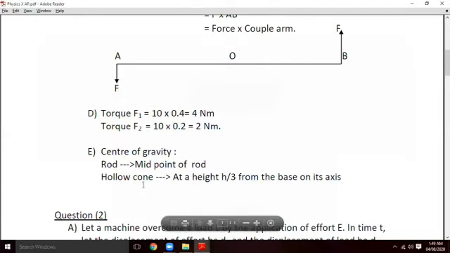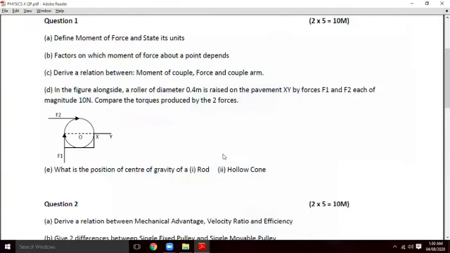If in the second part you haven't mentioned h by 3, or if you haven't mentioned from the base or on its axis, please do not give 1 mark for the second part. You can still give yourself 1 mark based on your answer in the first part. So that ends the question number 1. Now going to the question number 2.